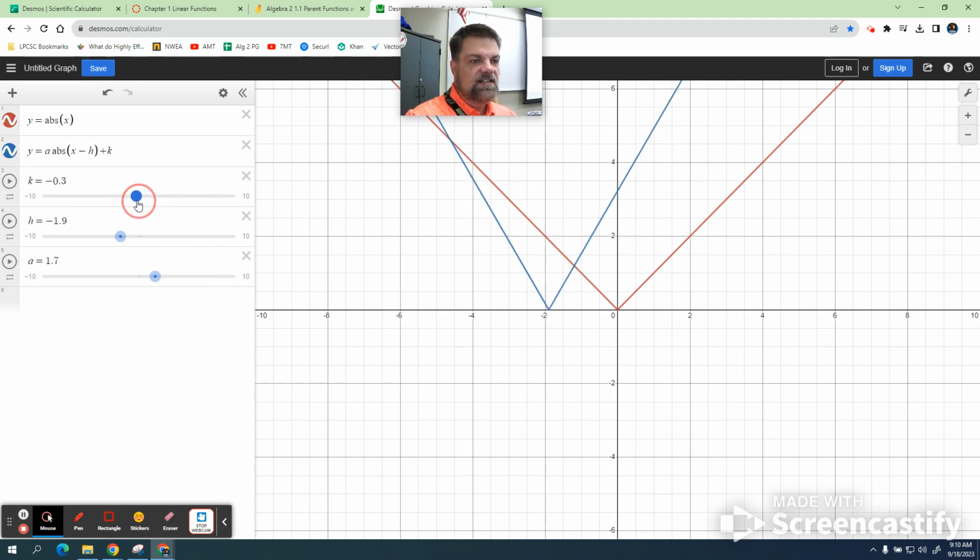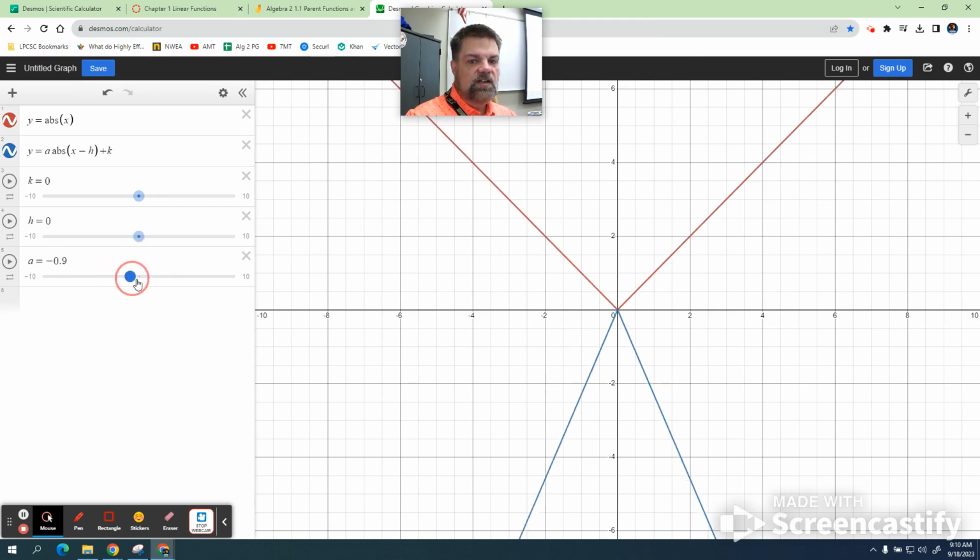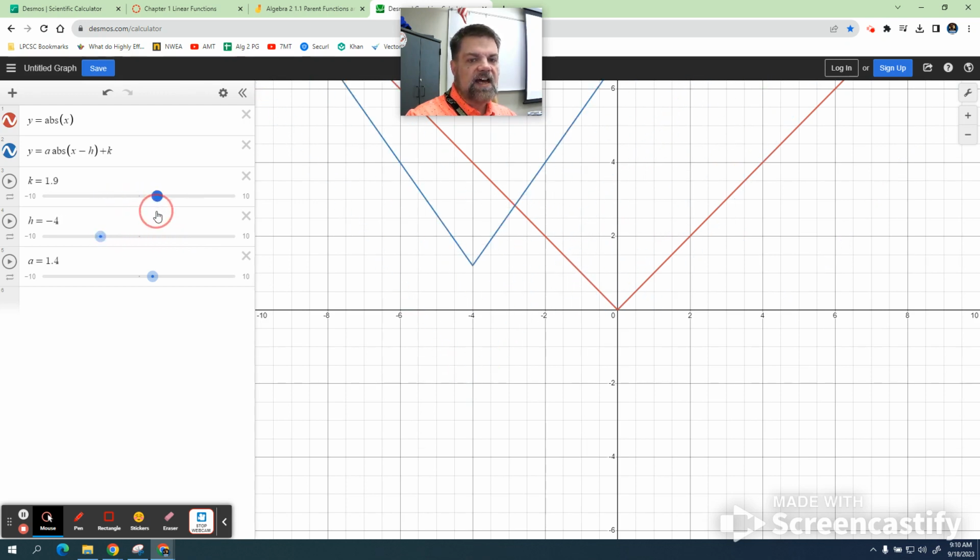So if I line this up and let k equal 0, and let h equal 0, and let a equal 1, that's the parent function. And then if I have a bunch of data, I could change that parent function however I see fit, moving it left to right to fit the actual data or values.